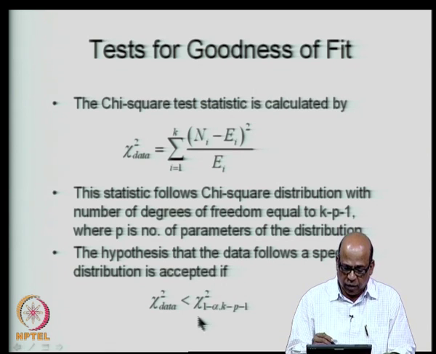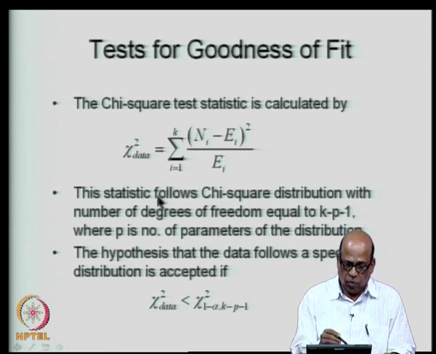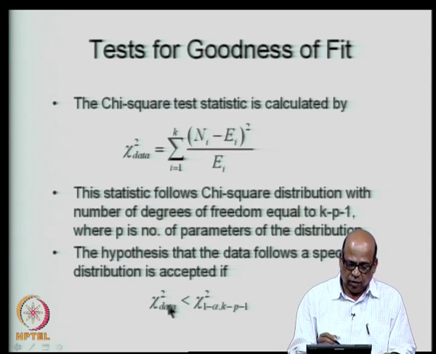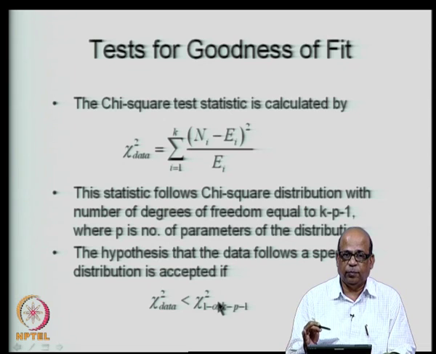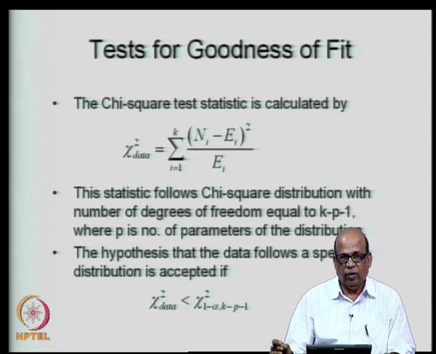Now, these are the critical values. So, you obtain the chi-square value from the data and then examine it with respect to the critical value. If the chi-square value obtained from the data is less than the critical value, then you accept the hypothesis. What is the hypothesis? That the data comes from a population which follows a given distribution for which we are making the test. So, we accept the hypothesis that the data comes in fact from that particular distribution.